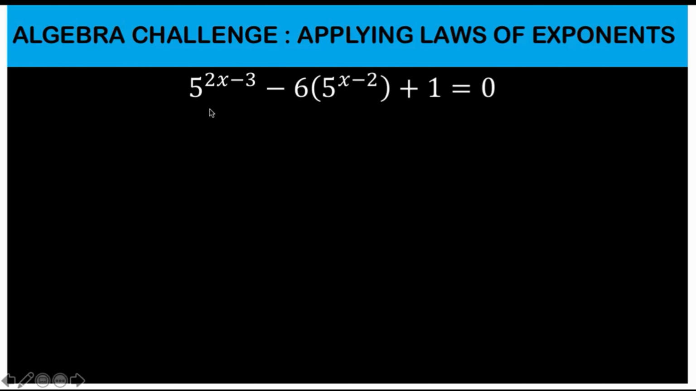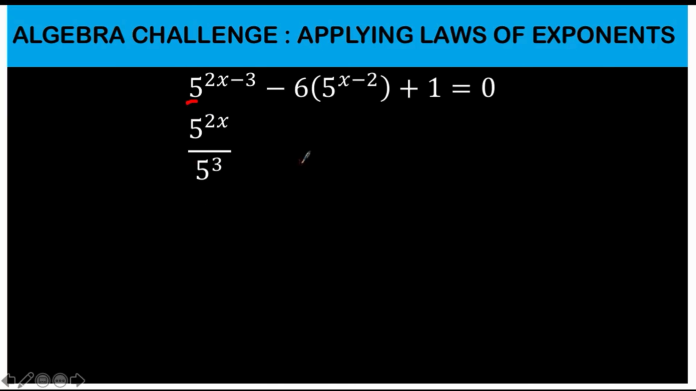If we recall the quotient law of exponent, notice that this form is the converse of the quotient law of exponent. Because if you have this exponential expression written as quotient, 5 raised to 2x over 5 raised to 3, we can simplify this by copying the common base 5 and subtracting the exponent, 2x minus 3, which is exactly our first term. So therefore, 5 raised to 2x minus 3 can also be written as 5 raised to 2x over 5 raised to 3 using the converse of the quotient law of exponent.